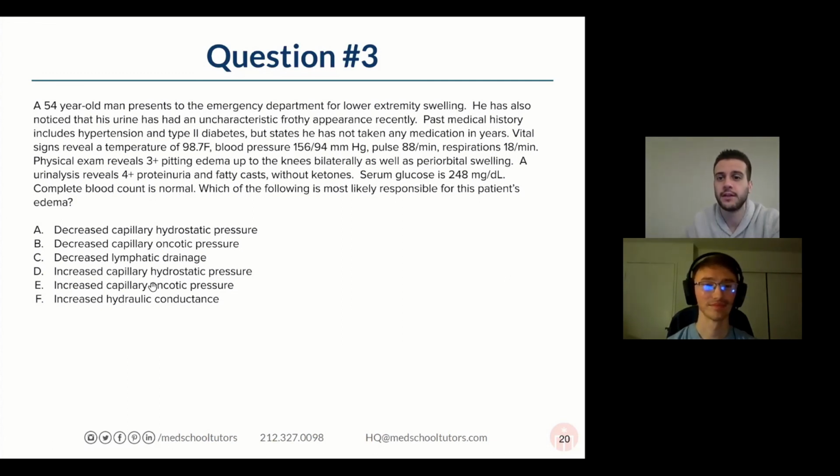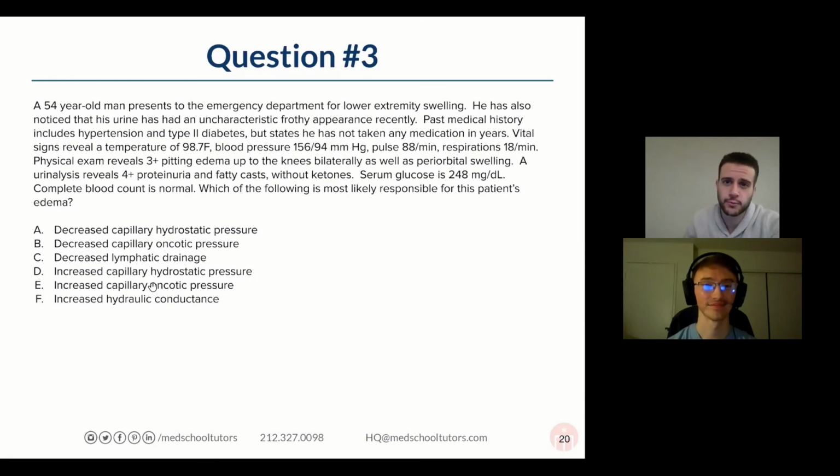54-year-old presents with lower extremity swelling. And now it's taking an interesting turn. His urine has an uncharacteristic frothy appearance recently. And so when you hear that, you really should start thinking about proteinuria. That's the test writer's way of communicating proteinuria to you. He has a past medical history of hypertension and type 2 diabetes, but it seems like he isn't on any therapy for that. And so when you're thinking about proteinuria, the kidney does not like both of these things, but especially would not like type 2 diabetes in the context of when you start losing protein.